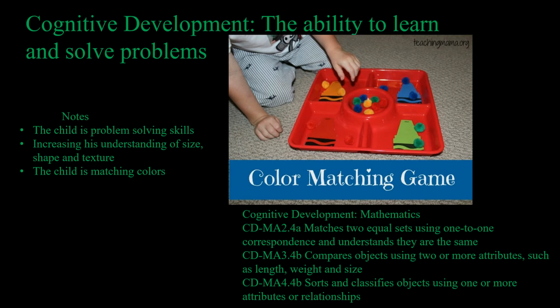And the standard he used, he matches 2 equal sets using 1-to-1 correspondence and understands they are the same. Compares objects using 2 or more attributes, such as length, weight, and size, and sorts and classifies objects using 1 or more attributes or relationships.